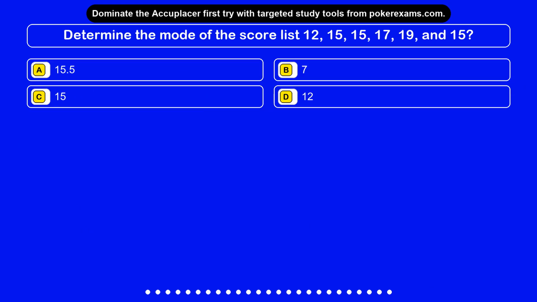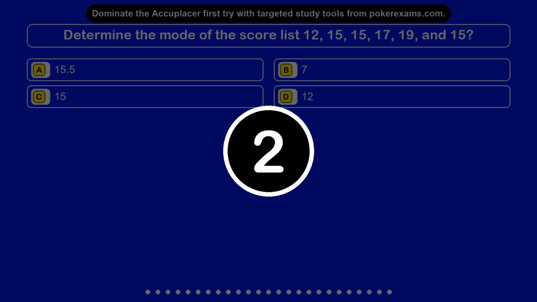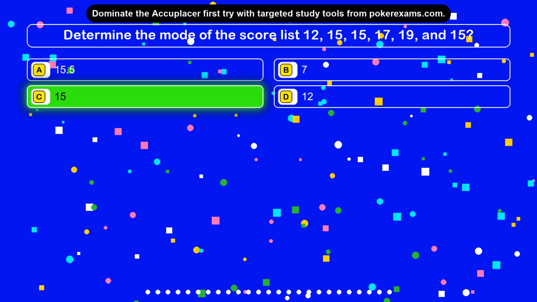Question 9. Determine the mode of the score list 12, 15, 15, 17, 19, and 15. Option A, 15.5. Option B, 7. Option C, 15. Option D, 12. The correct answer is option C, 15.